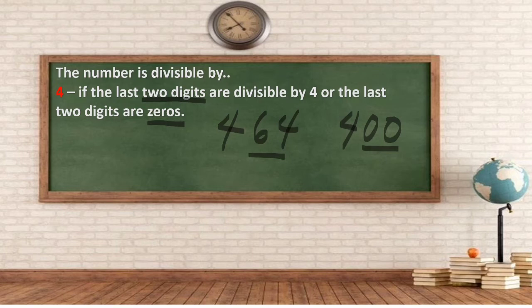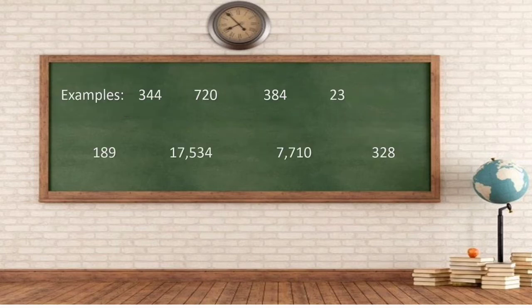All numbers that end with 2 zeros are divisible by 4. Okay, let us look at these examples. 344. 44 is divisible by 4. Yes. 720. 20 is divisible by 4. Yes. 384. 84 is divisible by 4.